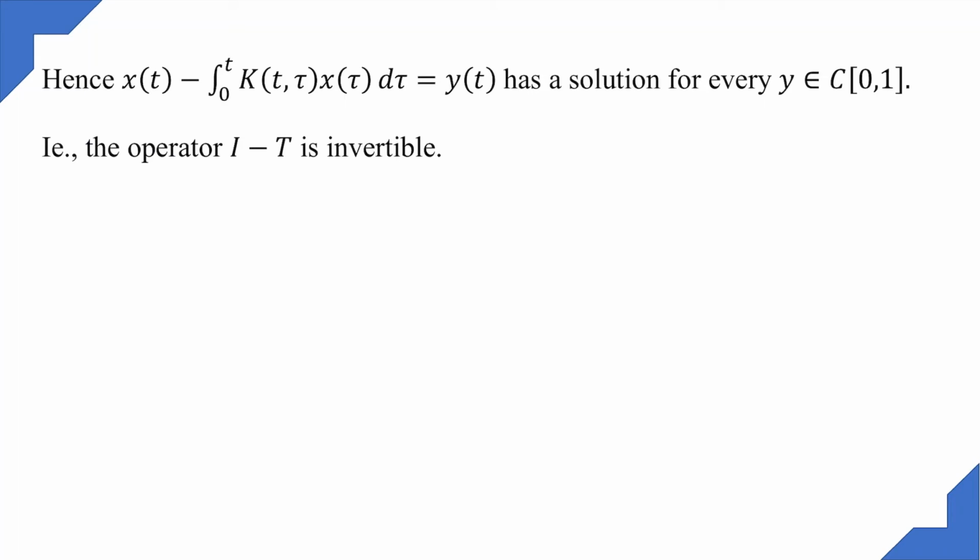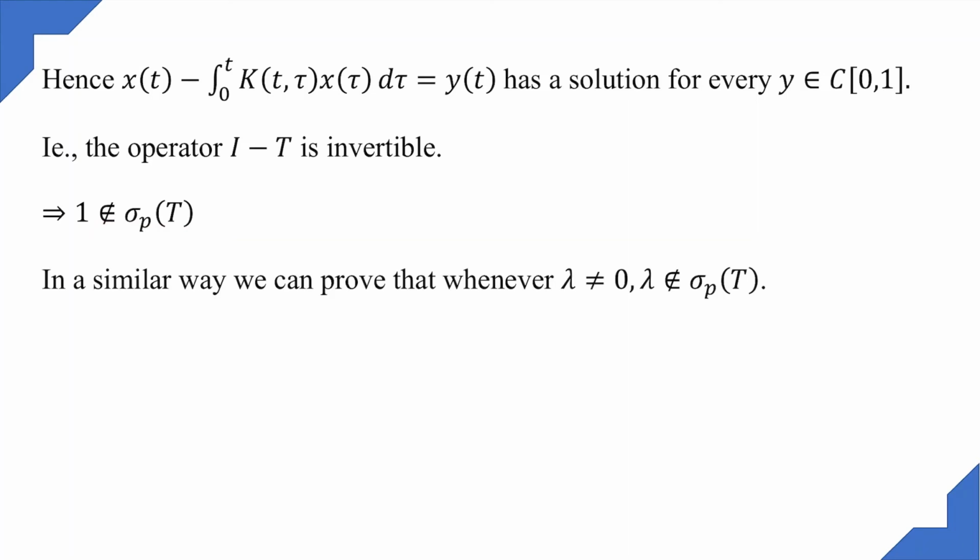Which means that the operator I minus T is an invertible operator. If I minus T is an invertible operator, T minus I is also an invertible operator, or we can say that 1 is not an eigenvalue of T. If 1 is not an eigenvalue of T, we can say that 1 is not in the point spectrum. So in a similar way, we can prove that whenever lambda not equal to 0, lambda is not in the point spectrum of T. Or we can say that the point spectrum minus singleton 0 is an empty set.